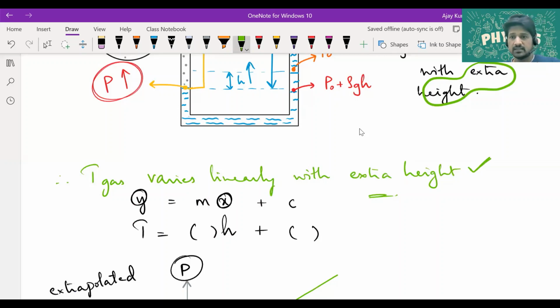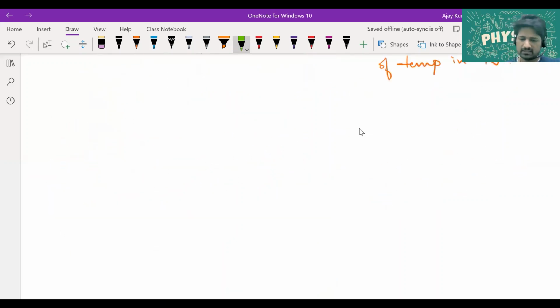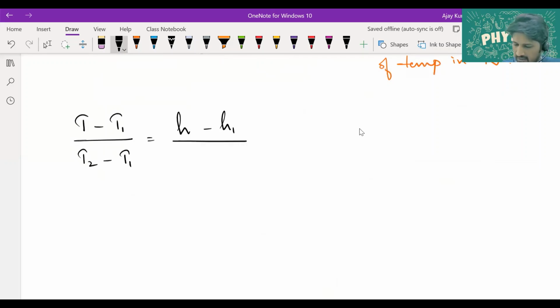If temperature varies linearly with extra height, then you can write a linear equation between them, like what we did yesterday. Yesterday in mercury thermometers, we wrote a linear equation between temperature and length of the mercury column. Here we can write an equation between temperature and extra height of liquid column. How? T minus T1 divided by T2 minus T1 is equal to height of liquid column H minus H1 divided by H2 minus H1.